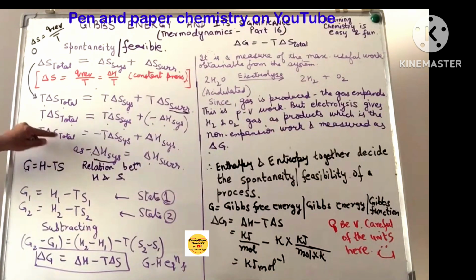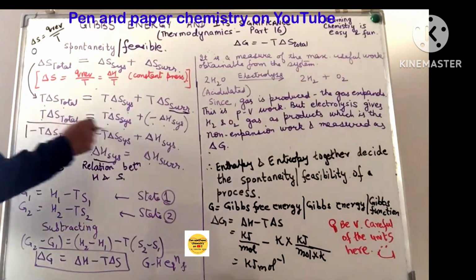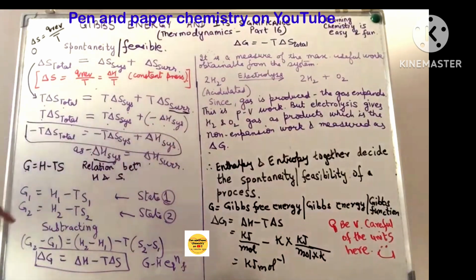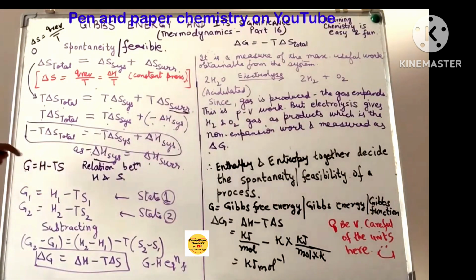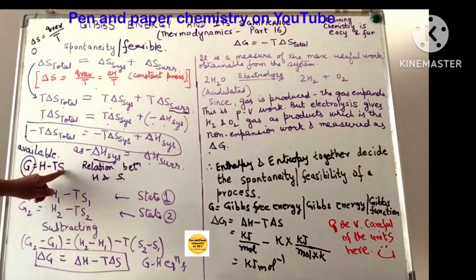Taking the negative sign, changing the sign, minus T delta S total is minus T delta S system plus delta H system. Now, why did we do this step as well? For this, we need to understand one more factor which was called available energy by a scientist known as Gibbs. He gave the relation between enthalpy and entropy, saying that G connects the enthalpy and entropy of a system by the relation G is equal to H minus TS.